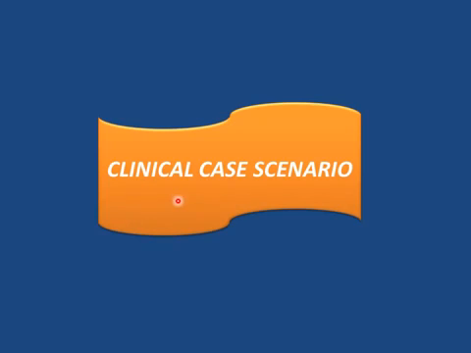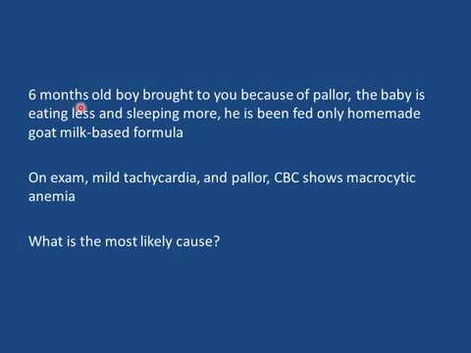Let's take another case scenario. This is a 6-month-old brought to you because of pallor. The child is pale. The baby is eating less, sleeping more. He has been fed only homemade goat milk based formula. On physical examination, mild tachycardia, pallor. CBC shows macrocytic anemia. What is the most likely cause?